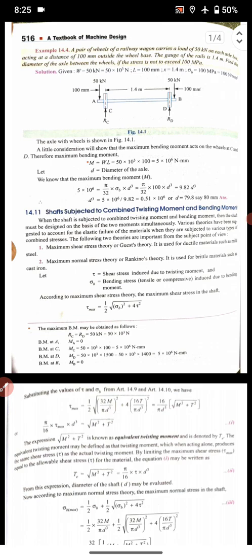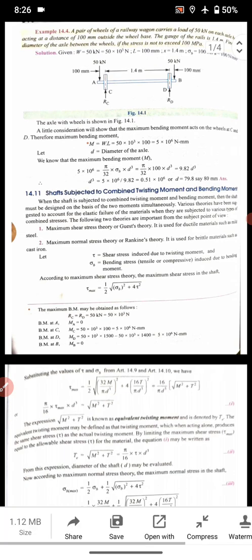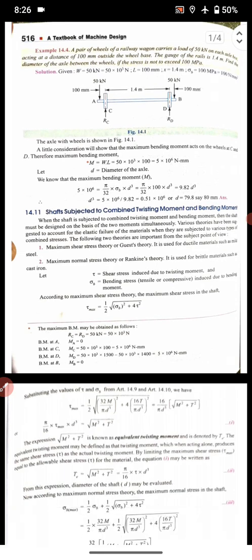Okay, in the last video we had seen the design of a shaft subjected to pure torsional moment, and in today's lecture we will see a numerical on bending moment, and then after we will discuss the shaft subjected to combined twisting moment as well as bending moment.